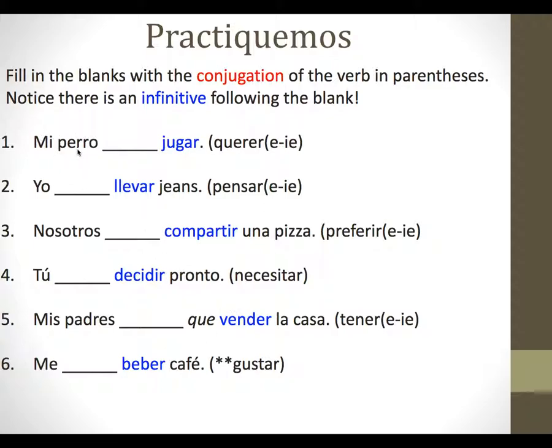Mi perro, my dog, is like saying he. So you would conjugate this verb querer in the he form, the él form, okay? So we do want to change the E to IE. We want to drop the ER and add back the appropriate ending. So this should be quiere, right? Mi perro quiere jugar means my dog wants to play. All right, go ahead and conjugate the rest of these, and then we'll check our answers.